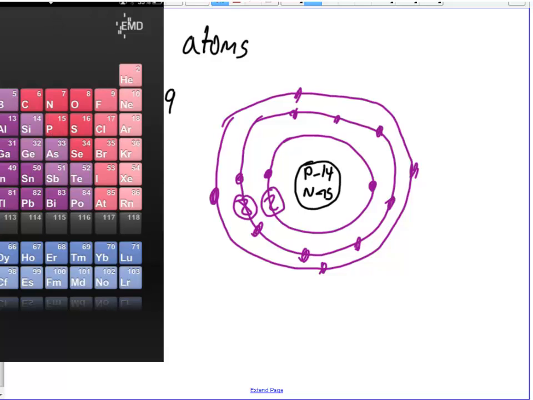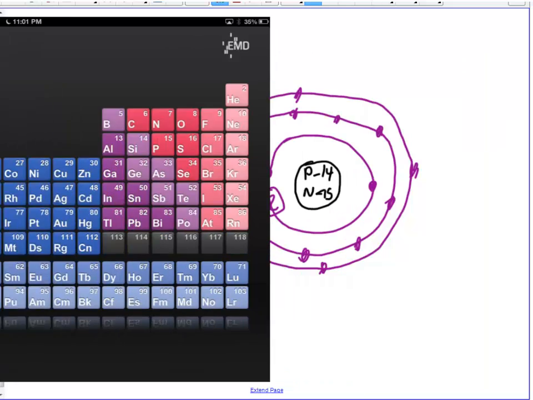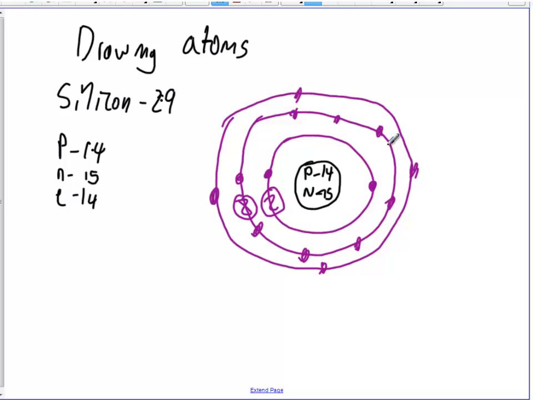Okay, but there's more. Okay, there's one more thing I can get. Okay, these first 2 columns and these last 6 columns are called the A group elements. This is column 1, column 2, column 3, 4, 5, 6, 7, 8. Everything in these columns has the same number of electrons in the outer energy level as the column number. For instance, silicon is in column 1, 2, 3, 4. Here's silicon. Well, that makes it in the fourth column. That means it should have 4 electrons in its outer energy level, which I know is the third one. Okay, and if I look, it's got 1, 2, 3, 4.